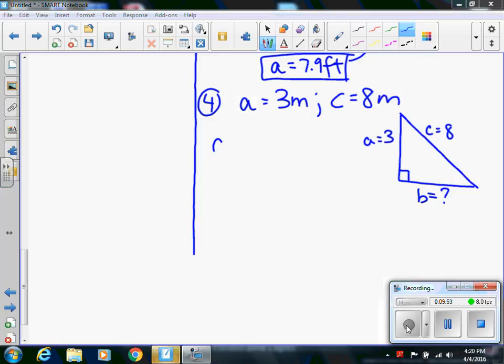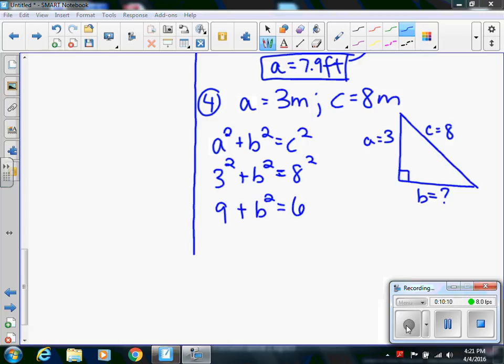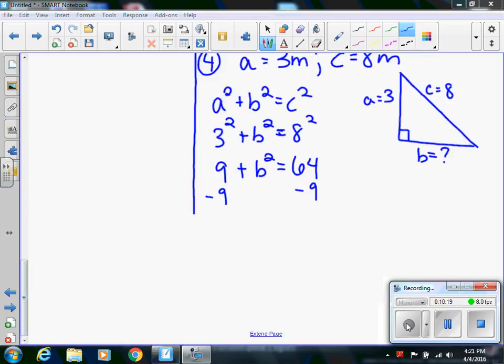So the same thing. A squared plus B squared equals C squared. So that means 3 squared plus B squared equals 8 squared. That means that 9 plus b squared is equal to 64. Again, I need to get rid of the 9 now from this, so I'm going to minus 9 from both sides.